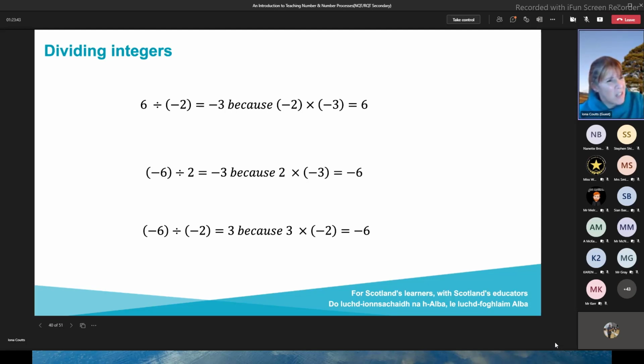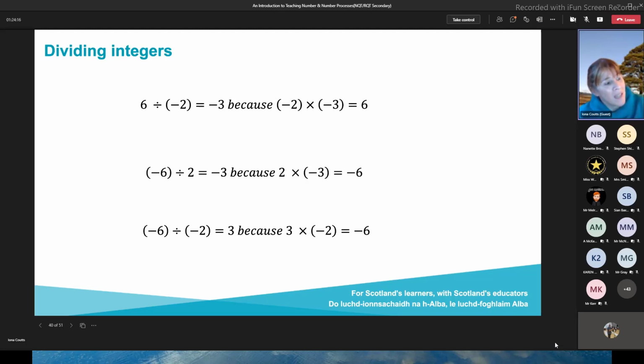Perhaps slightly harder to justify and explain is, why is 6 divided by negative 2 equal to negative 3? Well, if learners understand the link between multiplication and division, they can just go one step back to what they already know. If I want to know the answer to 6 divided by negative 2, I need to think, well, what would I need to multiply by to get back to 6?